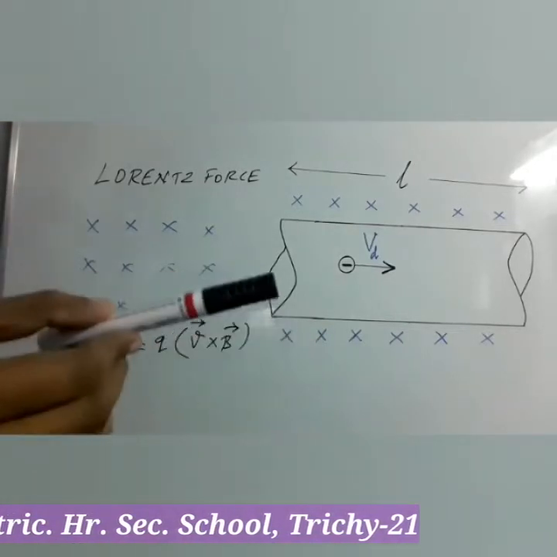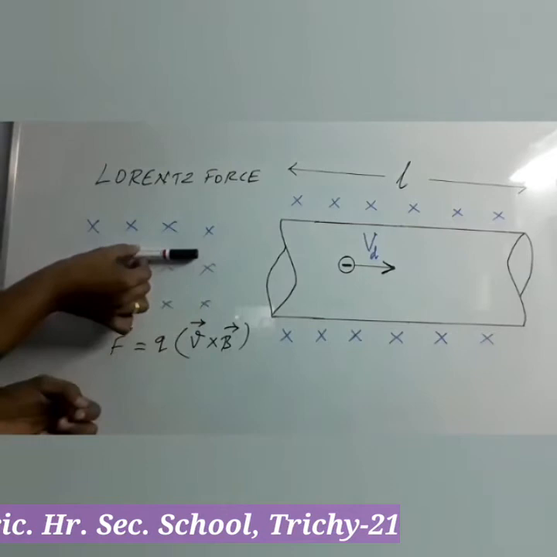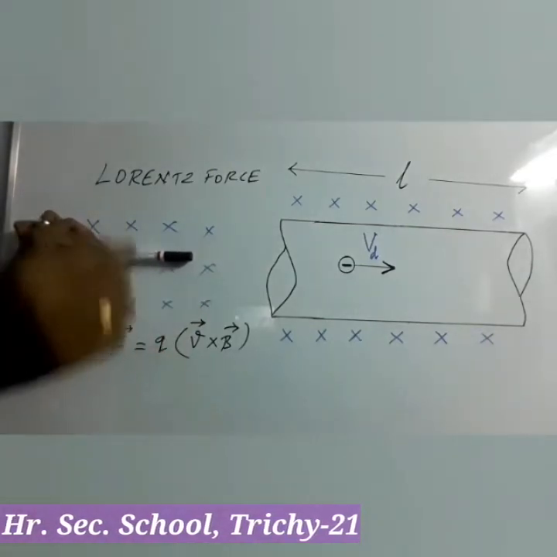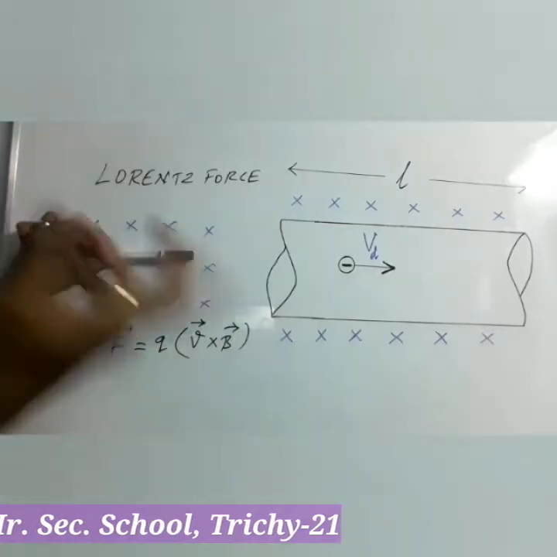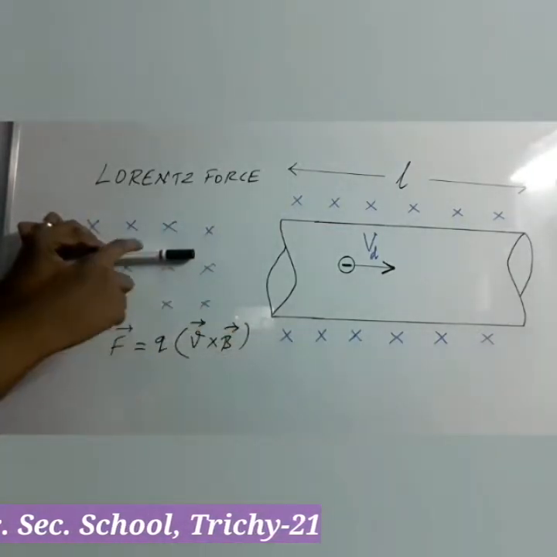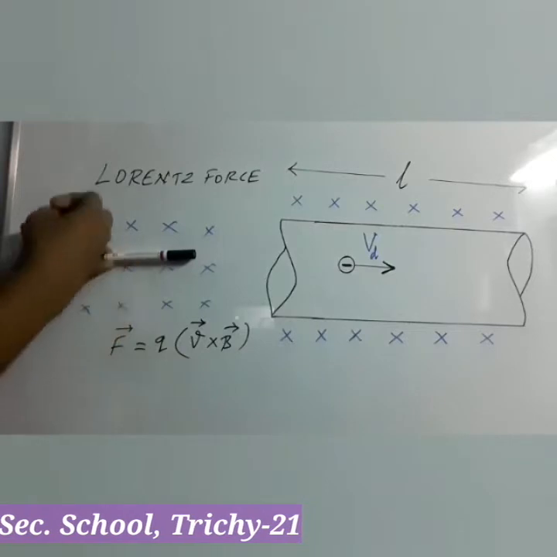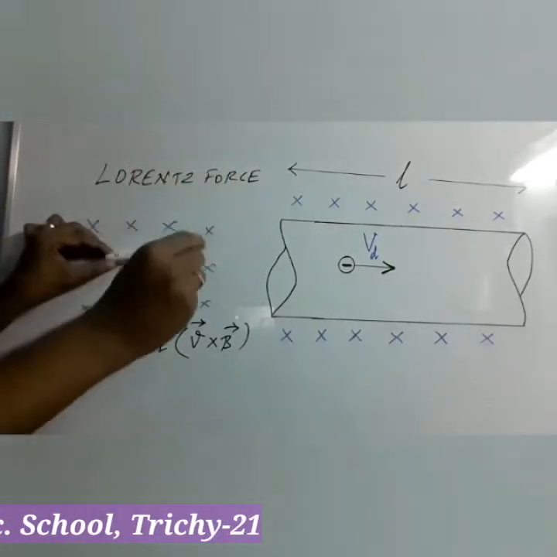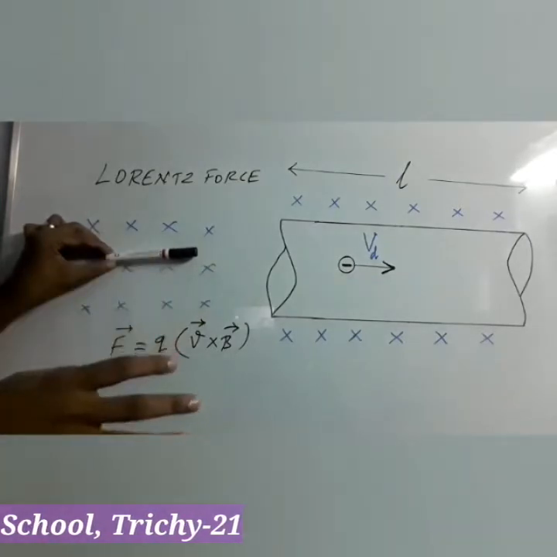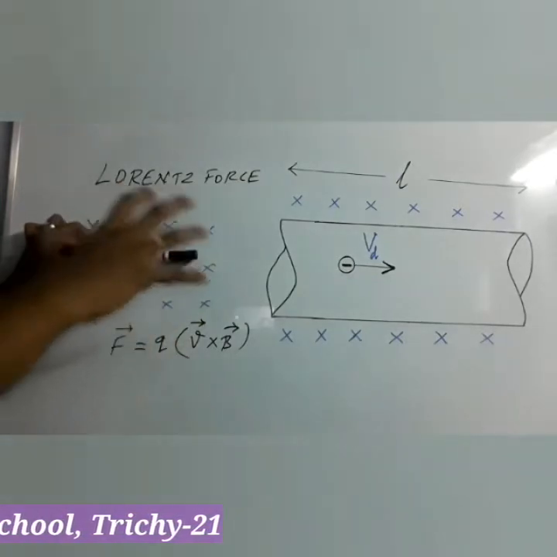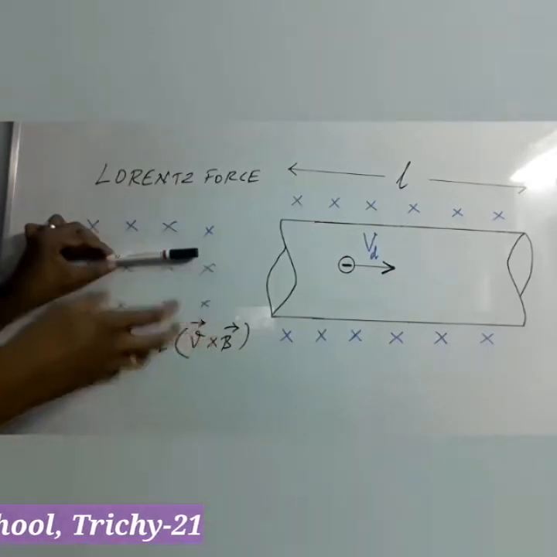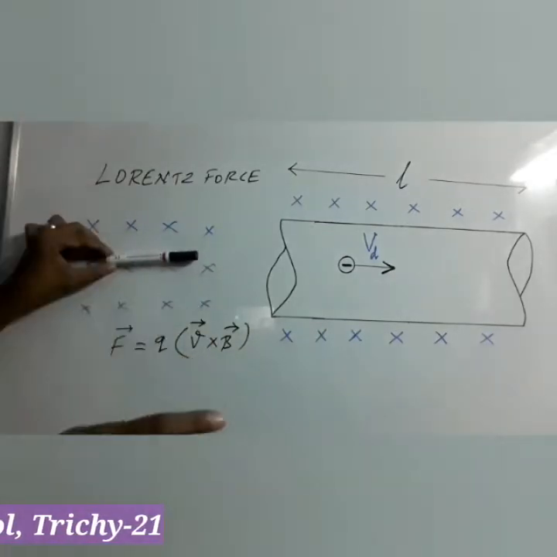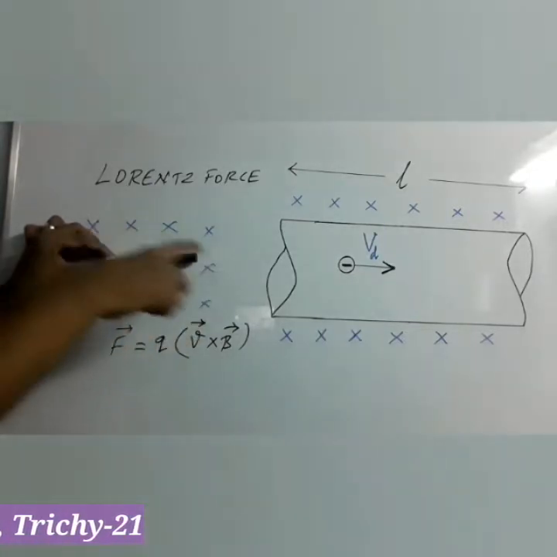Now this current carrying conductor is placed in a uniform magnetic field. Now what will happen to the electrons? Each electron will experience this magnetic force. In order to find the total magnetic force on the current carrying conductor, we have to find the force experienced by each electron and add all the forces, then we can find the total force experienced by this current carrying conductor.